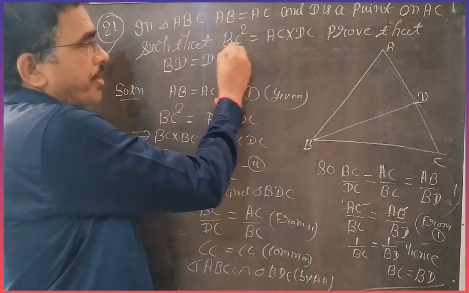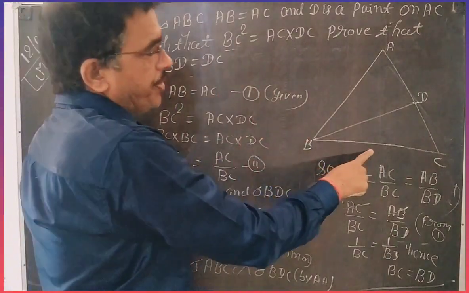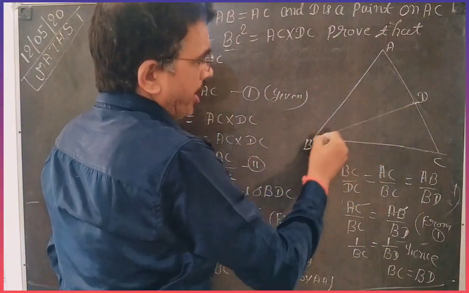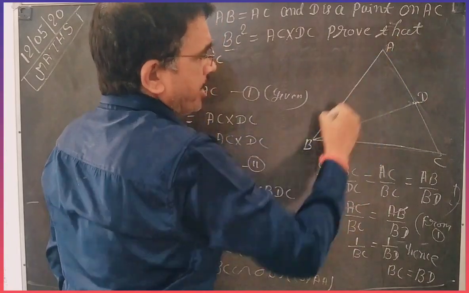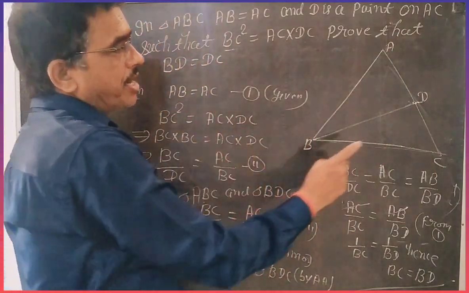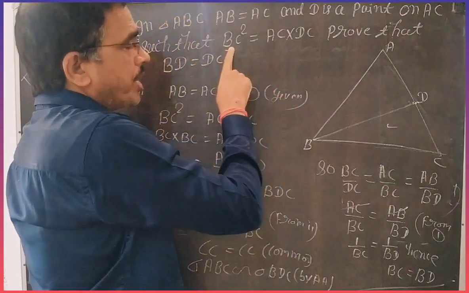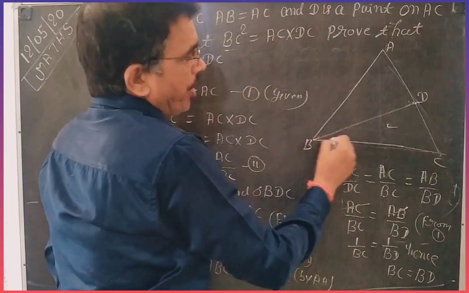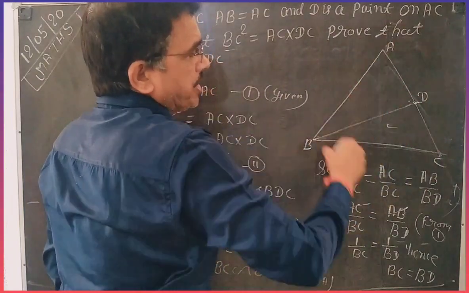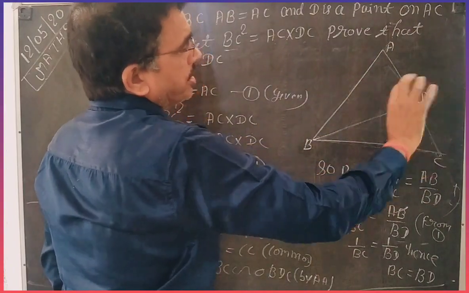Dear student, you are given that BC square is equal to AC into DC. So find from here BC square. That means one BC is in triangle BDC, another in triangle ABC. So it is clear that you can take the similarity relation between this small triangle and the large triangle. Why? Because BC comes 2 times. One BC is in the small triangle, another BC in the large triangle. And AC in the large triangle and DC in the small triangle.